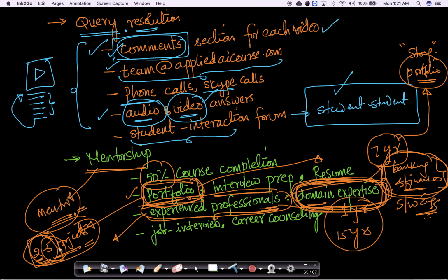Whether you're an experienced professional or a college graduate or still studying in college, at the end of this, we have a dedicated team which is already working with large companies and also startups which are hiring machine learning folks, and we will schedule your job interviews. We'll help you with tips and tricks and tools that you can leverage during your interview process. We also give you career counseling.